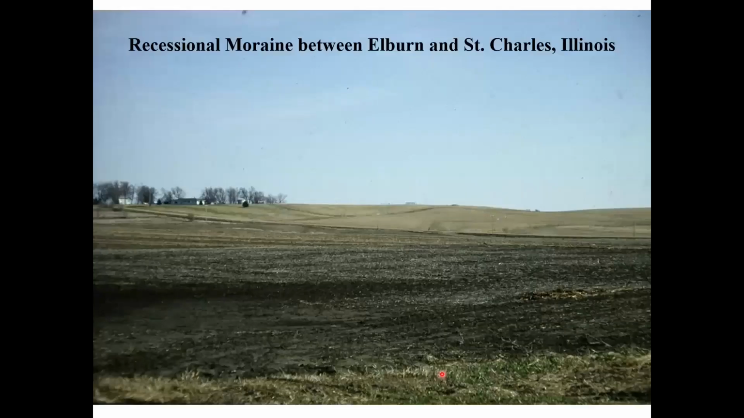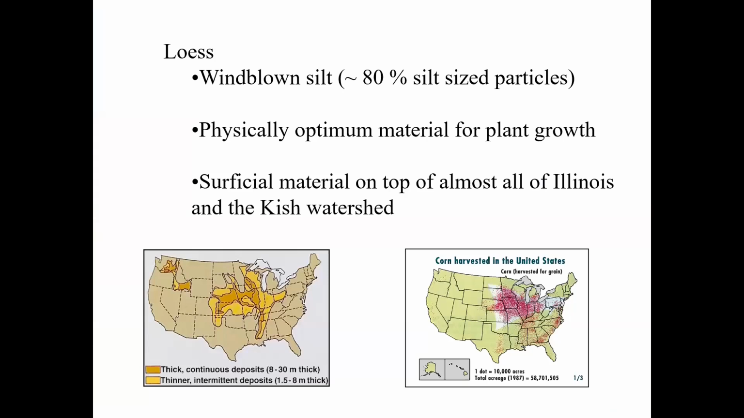Now, these things don't look like the Rocky Mountains. Here's a moraine between Elburn and St. Charles, 10, 20, 30, 40, 50 feet higher than the surrounding landscape. Often you'll see cell phone towers, you'll see water towers, you'll see wind turbines on the tops of these moraines quite often.